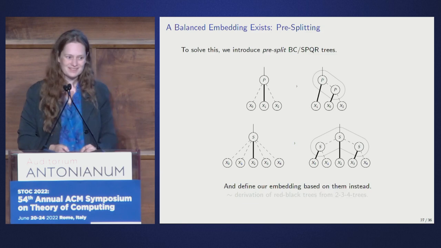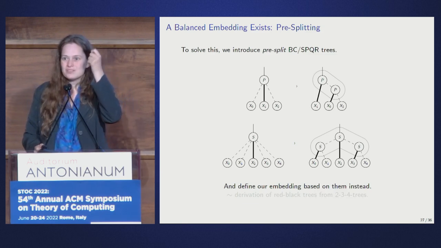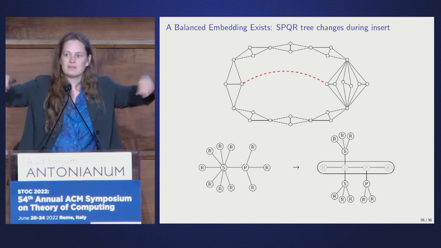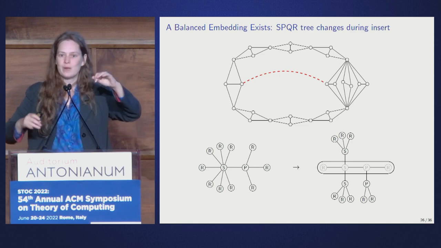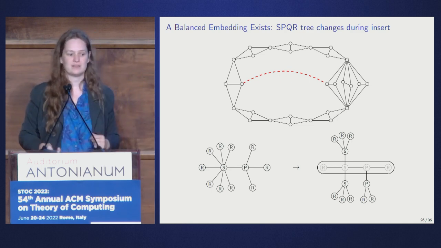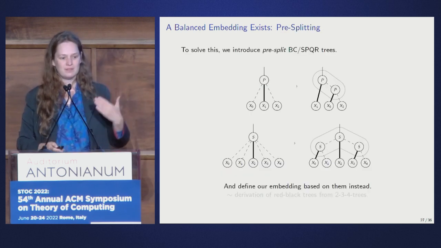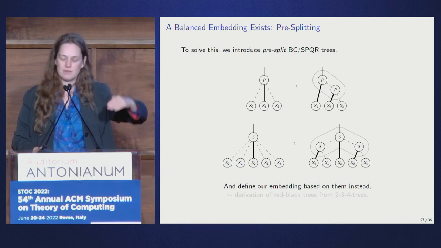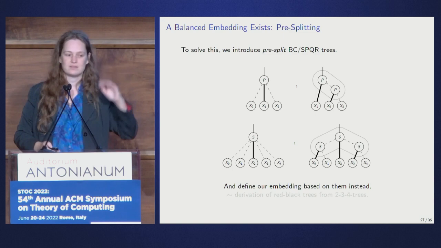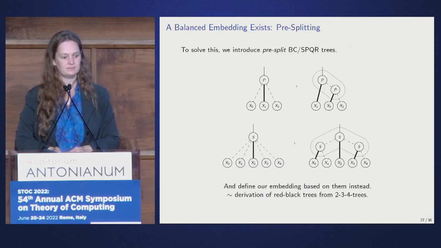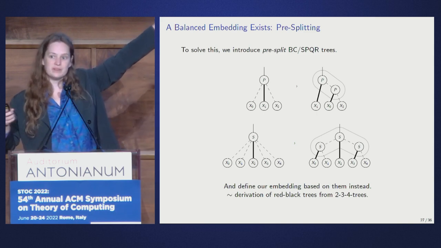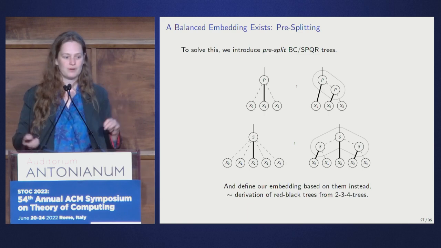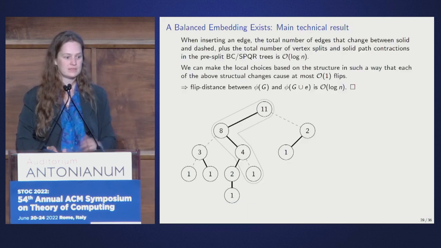So luckily, we can get around it. Whenever we have a heavy path, we make sure it's ready for contraction, because if you look at it again, it isn't like everything is contracted. Some of the things along the way need to be split off when this contraction happens, and we can pre-split them off so that everything is indeed ready for contraction upon an edge insertion, whenever the edge insertion covers a heavy path. So we define our embedding based on these pre-split SPQR trees and block cut trees. It's like deriving red black trees from 2-3-4 trees. It works out. Okay, and that's the main technical result.